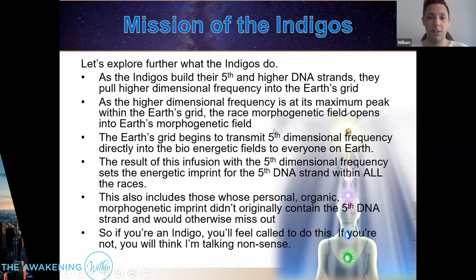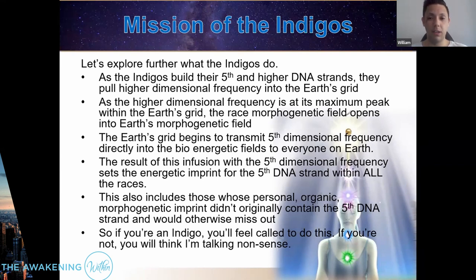So let's explore further what the indigos do. As the indigos build the fifth and higher DNA strands, they pull higher dimensional frequency into the Earth's grid. So they have that capability of pulling the higher dimensional frequency into this Earth, because this Earth is already a very low and dense place. So then by bringing that here, it changes a lot.